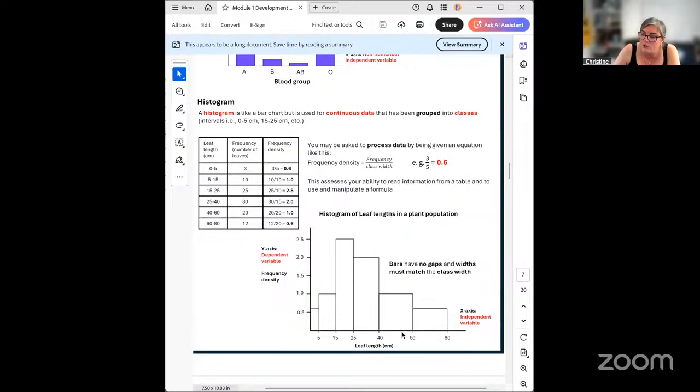And then I want to ensure that my bars have no gaps between them. And also, please, please, please do not get caught out on this. The width of your bars should match your classes. So here I've got a really small one because I'm going 0 to 5, but this one is larger because I'm going 5 to 15. This one is even larger because I'm going 40 to 60. So do make sure that when you do a histogram, the width of your bars actually matches the class width.